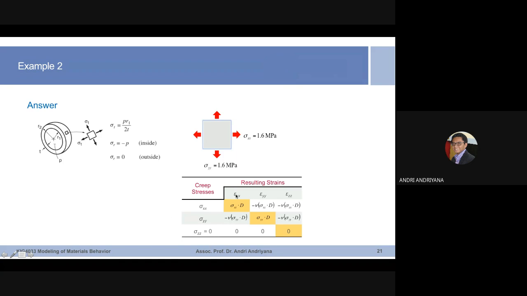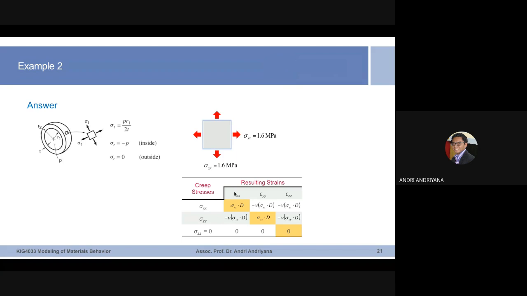The resulting strain is simply sigma xx over E. I put it as D, where D is the creep compliance, 1 over E. Similarly for the others, I put exactly the same thing, except in terms of D because the information that I have is creep compliance.